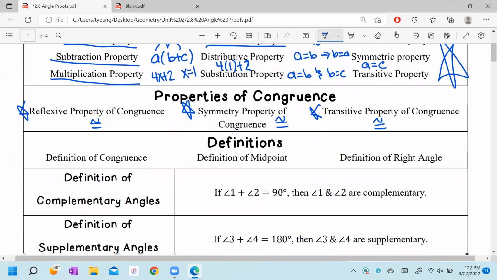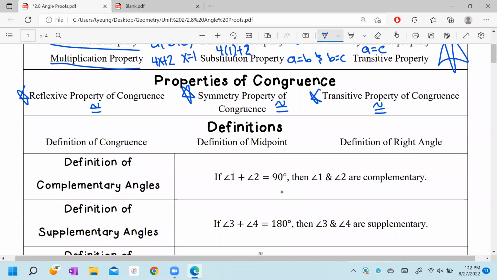Okay. Moving on, we have our definitions. Definition of congruence. That says if and only if segment AB is congruent to segment CD, then we can say that segment AB is equal to segment CD. And it can also go the opposite way around as well. If we have something that's equal to one another, you can say that they are congruent. That's your definition of congruence.